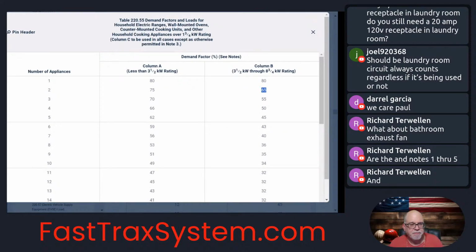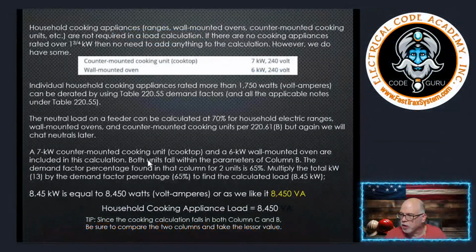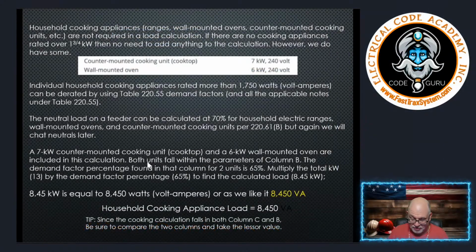So in our case, what are we going to do? Let's go back to the lesson. And what we're going to do is take the 7,000, which is 7 kW, is 7,000 watts. And we're going to add the 6,000 for the oven. That gives us 13,000, right? And then we're going to multiply that by 65%, because that was the multiplier for those two appliances under column B. So times 0.65, and that gives me 8,450 VA.